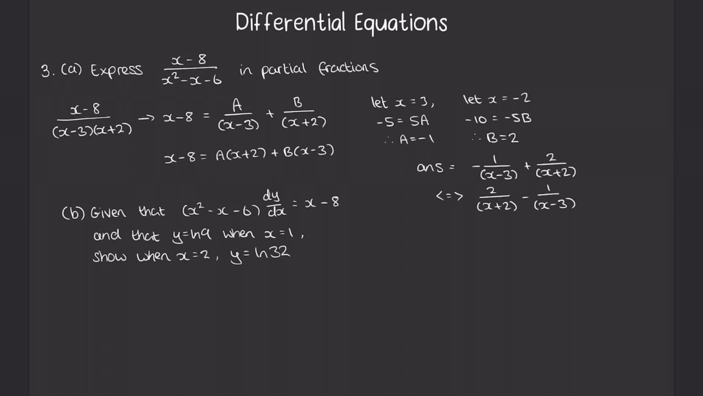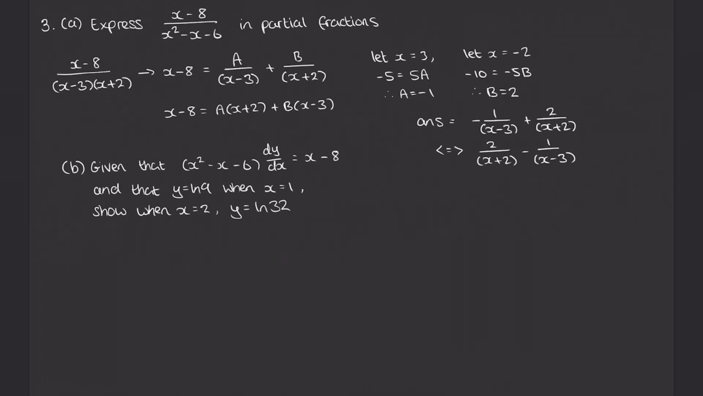Part B asks us, given that x squared minus x minus 6 dy by dx equals x minus 8, and that y equals the natural logarithm of 9 when x equals 1, show that when x equals 2, y equals the natural logarithm of 32. So in order to do this, we'll again do the process that we do for differential equations, which is to put all of the x's on one side and all the y's on the other side.